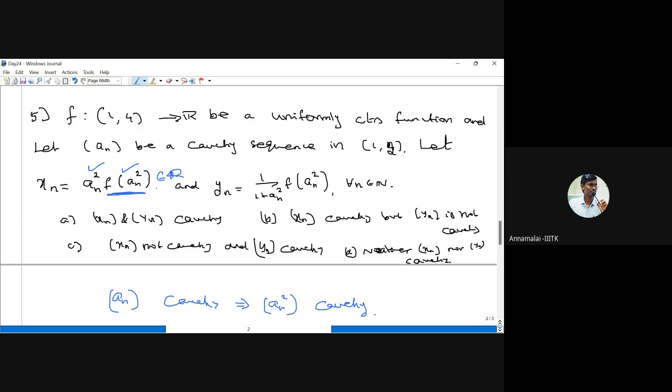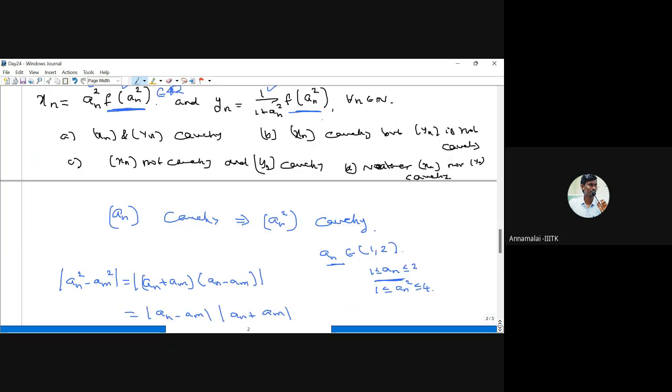Therefore, it is in R. So therefore, it is a convergent sequence. Therefore, it's automatically Cauchy. Xn is a Cauchy sequence. Now look at yn. This f of an square is a Cauchy sequence. Therefore, it's convergent.